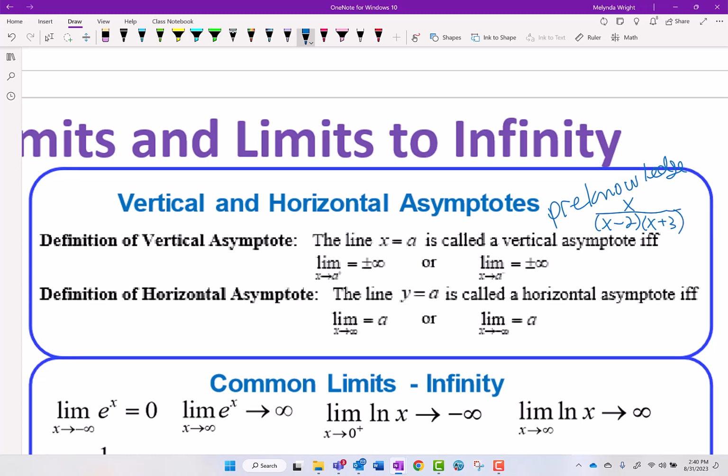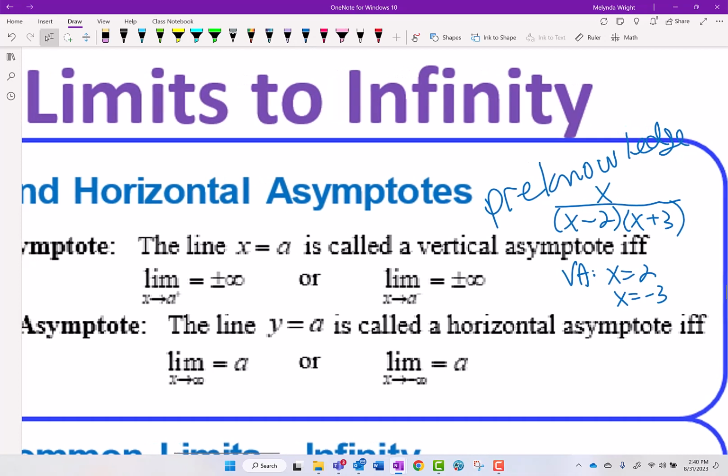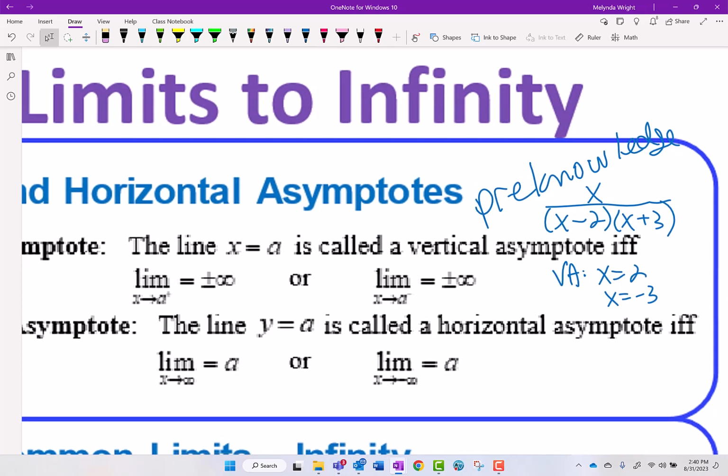So in this case, our vertical asymptotes would be at 2 and -3, right? We set the denominator equal to 0. Remember that from pre-cal? So the vertical asymptotes, in this case, would be x equals 2 and x equals -3. And what we do is we actually do the limit. That's what the definition tells us. So we know what they are. You need to know what they are before you go about trying to use this definition.